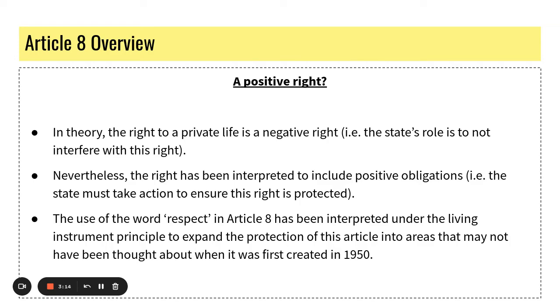So technically, the right to a private life is a negative right. A negative right, in other words, means that it is not the job of the state to interfere with it. They're meant to step back and not interfere with the right to a private life. However, it has been interpreted in such a way as to include positive obligations. In other words, it means that the state must take action to ensure that the right is protected. So the use of the word respect in Article 8 has been interpreted under the living instrument principle to expand the protection of this article into areas which may not have been thought about when it was first created in 1950.